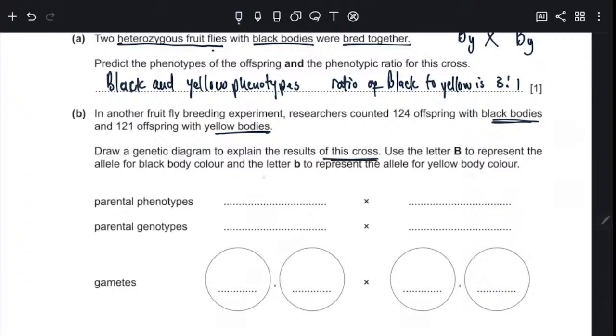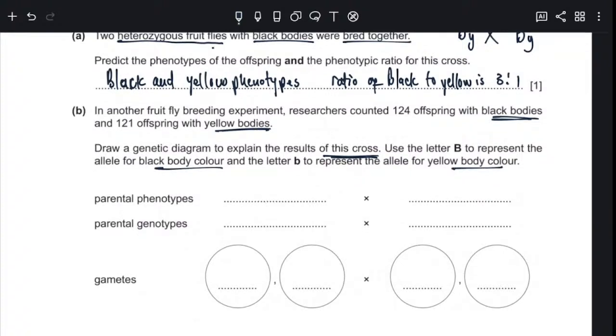Use the letter B to represent the allele for black body, and b to represent the allele for yellow body. Can you see this? We have 124 as to 121, 124 as to 121, the ratio, right?